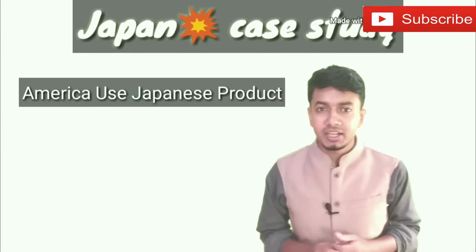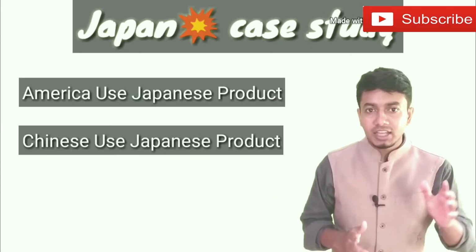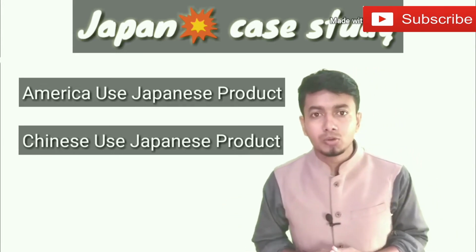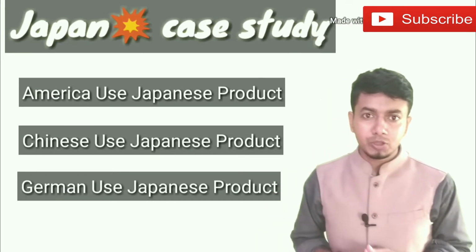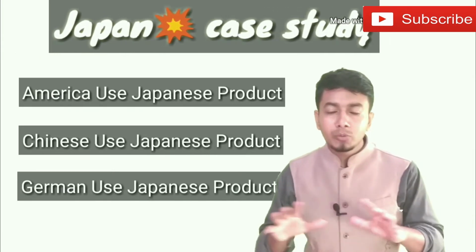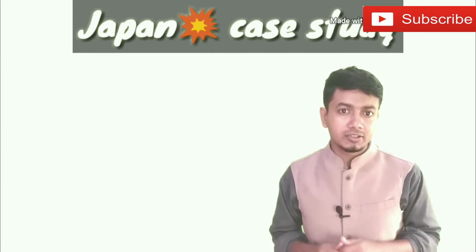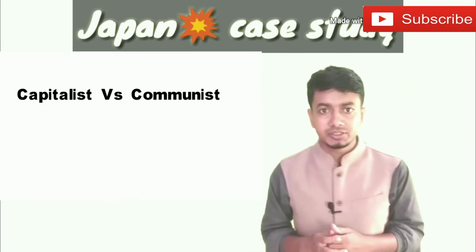America loves America but uses Japanese products. Chinese products are the best in the whole world but they use Japanese products. Germans use Japanese products because there is no mistake in Japanese products and perfection occupies their brain. You may think how Japan bounced back. Think a little bit more. After World War I, they had experience of the global market. At this time, there was a Cold War between capitalist and communist.